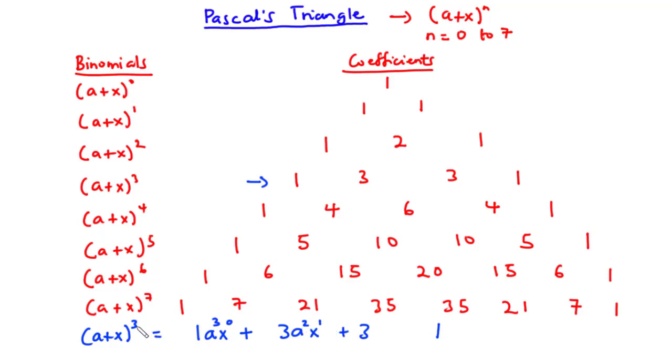2 plus 1 is still 3. Okay, now to the next term, we have a to the power 1, x to the power 2, and then for the last term, we have a to the power 0 and then x to the power 3. So you realize that the power of a reduces from left to right and the power of x increases from left to right. At the end, when you add the powers of a and then x for each term, it is supposed to be equal to the power of the binomial.